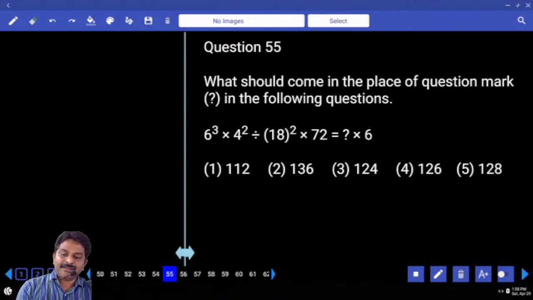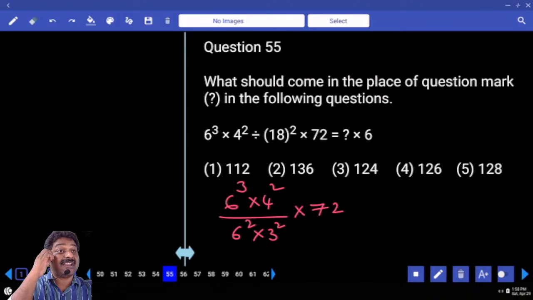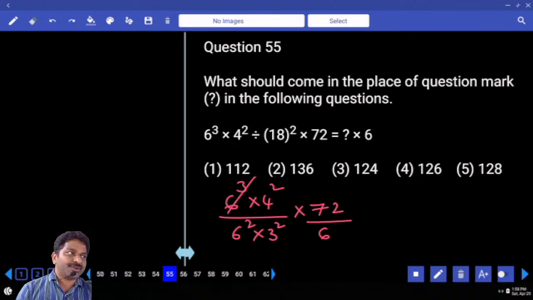Numerator 6 cube into 4 square divided by 18 square. Can we write 18 as 6 into 3? 18 square means 6 square into 3 square. The 6 on the right hand side will come to the left hand side and becomes the denominator. Numerator 6 cube, denominator 6 square, and 6 gets cancelled. Denominator 3 square, what do you mean by that? 9. 9 how many times is 72?